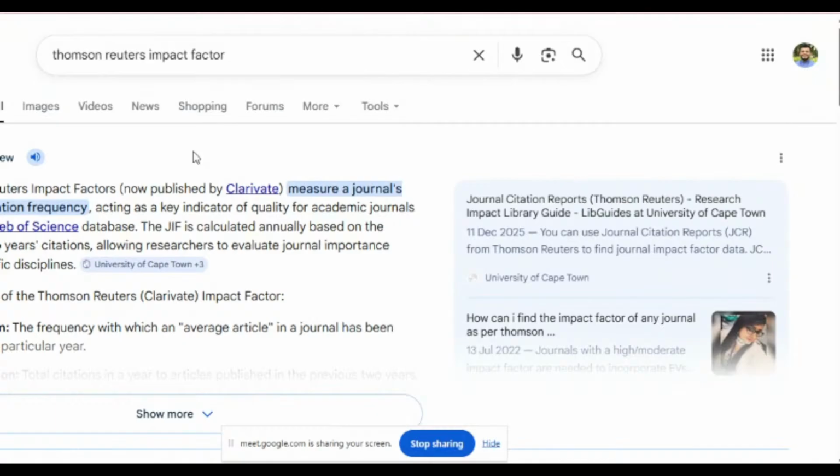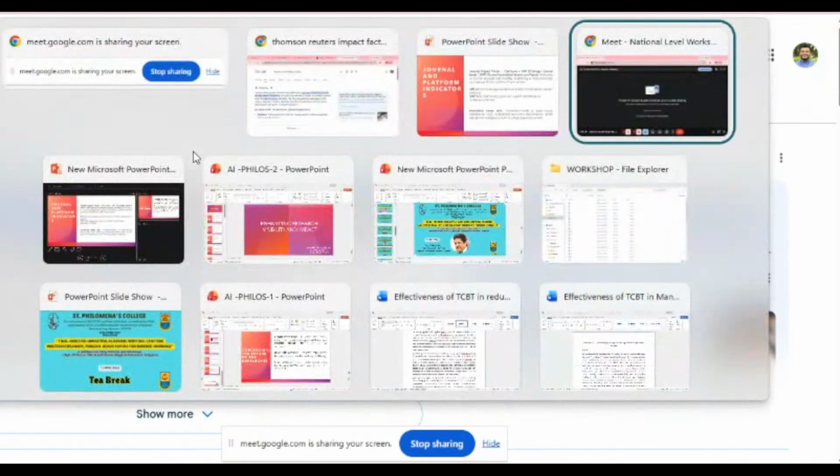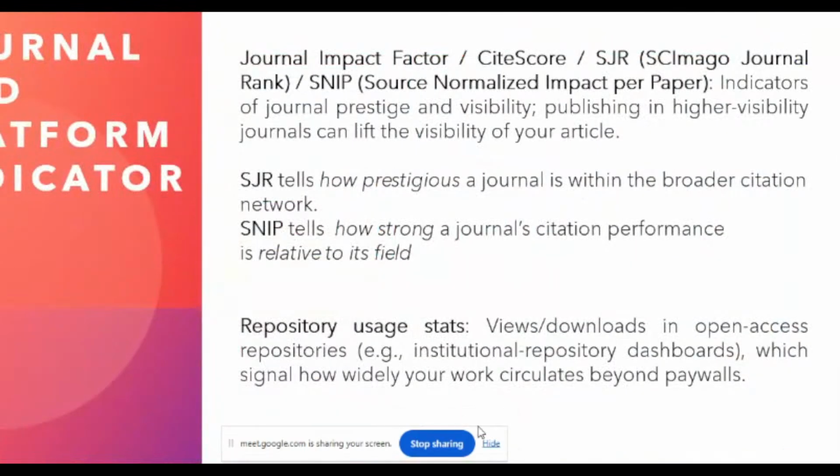Can you go back? So CiteScore also will be there for the journal. Then SJR is the Scimago Journal Rank. I don't know how many of you know about this. Why Scimago? It shows how prestigious a journal is within the broader citation network. Scimago ranking is basically for the prestige part. Then there's SNIP, source normalized impact per paper, which shows how strong a journal's citation performance is relative to its field.